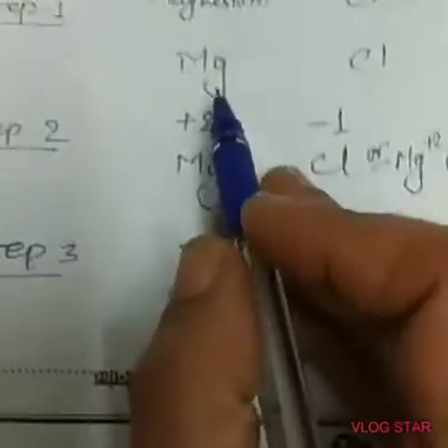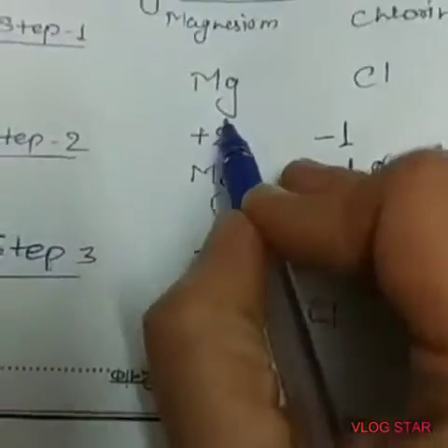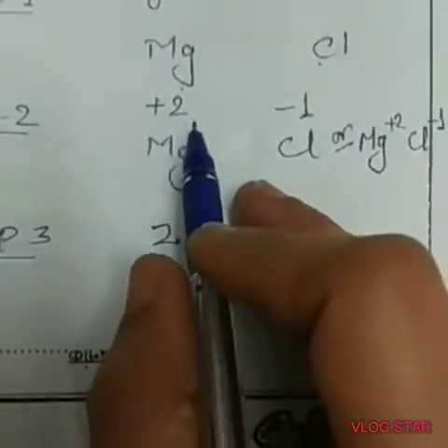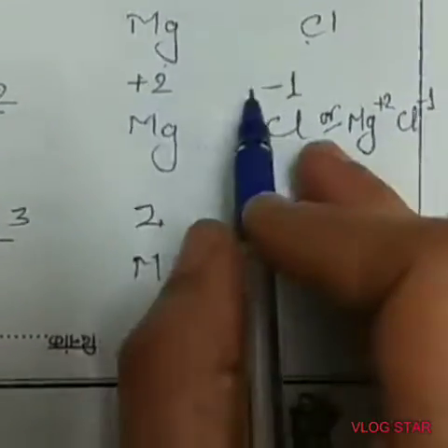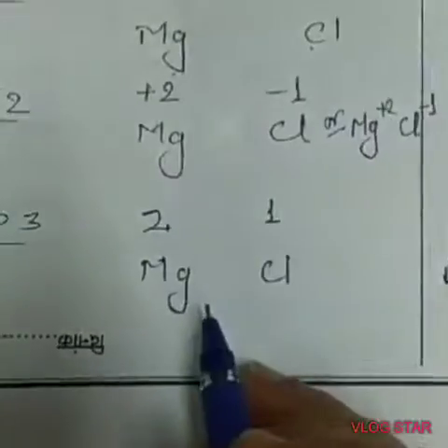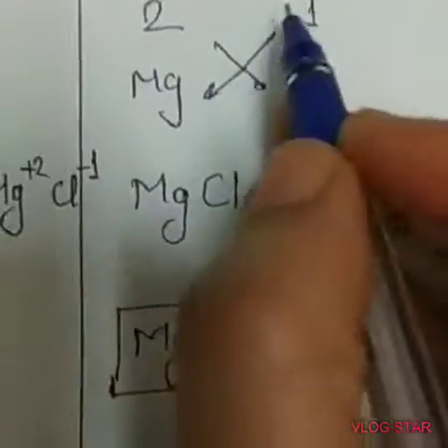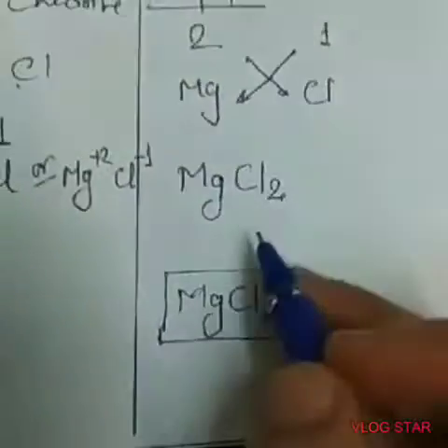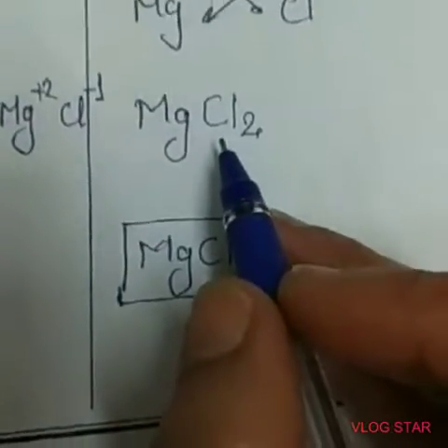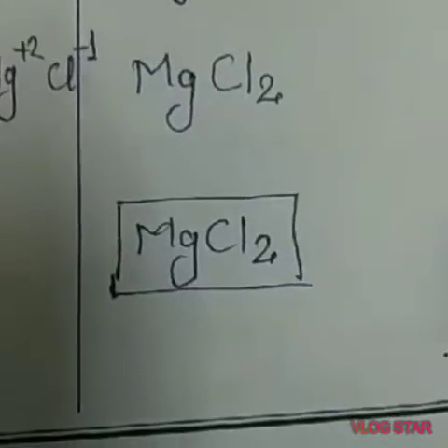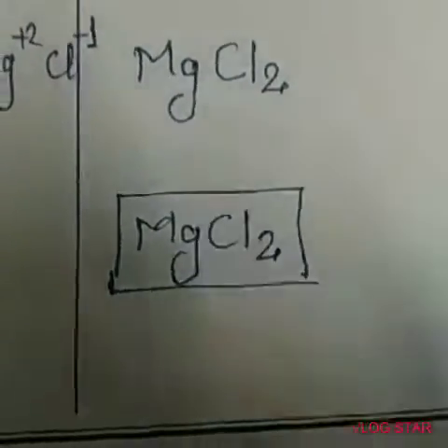So what is the formula of magnesium chloride? MgCl2. First step, we write the symbols of the elements, then we check the valencies and write them at the top of the element. In the third step, ignore the charges, and in the fourth step, interchange the valencies. In the fifth step, after interchanging, we get the chemical formula. Clear?